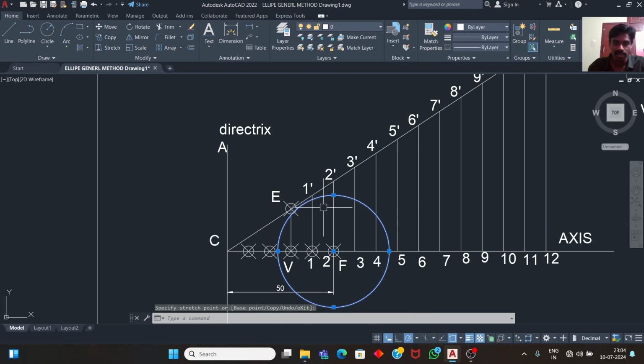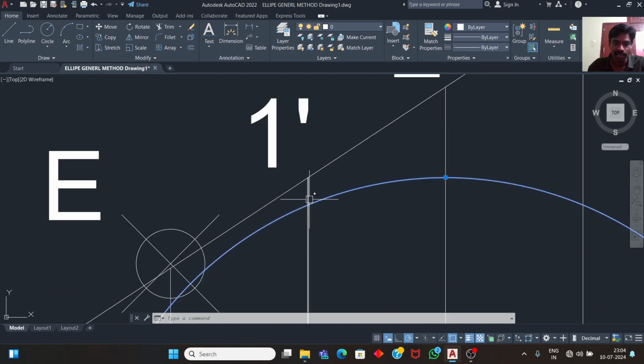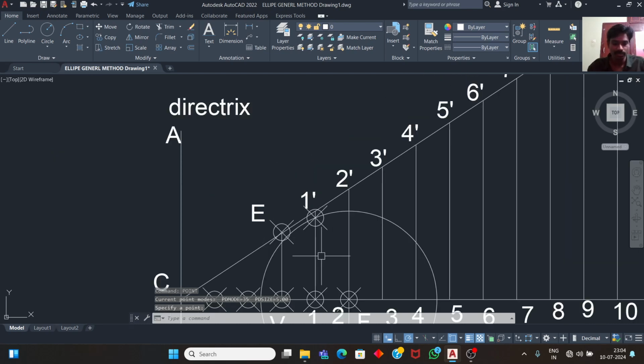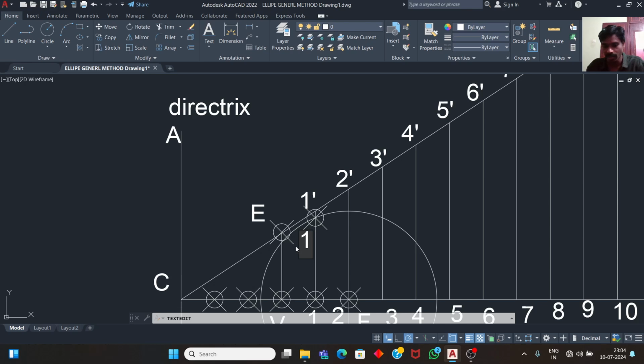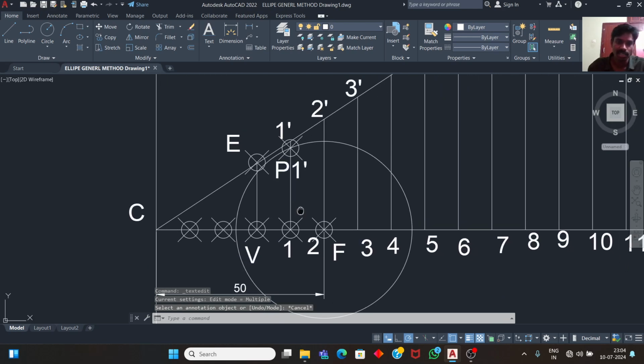So this circle and this first perpendicular line will intersect at this point. Okay, this is the point P1. Locate the point by using the point command, and give the naming, that is point P1 dash. So we got the first point of this ellipse.